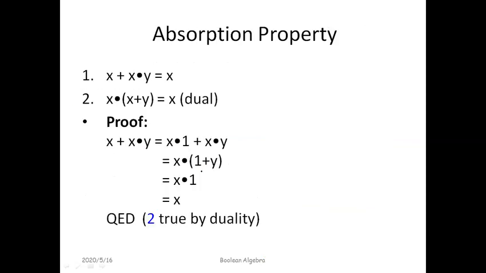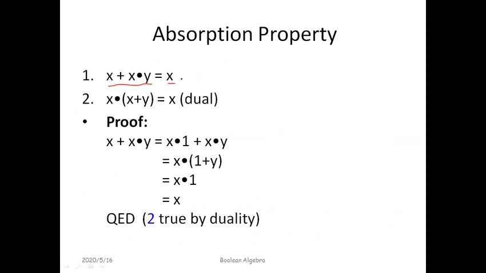Let's move to the absorption property. For the absorption property, we have x plus x dot y is equal to x. So whenever you have variables of this combination, know that the answer will just be x. x plus xy is equal to x.